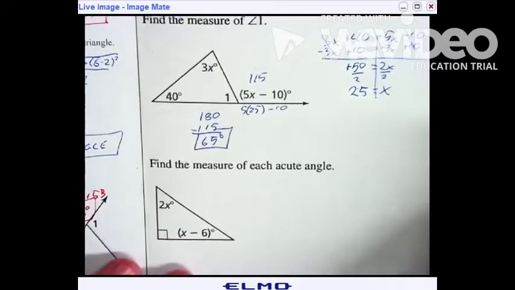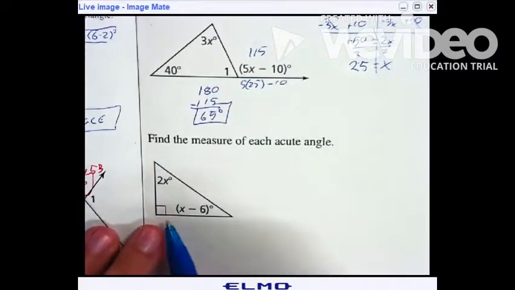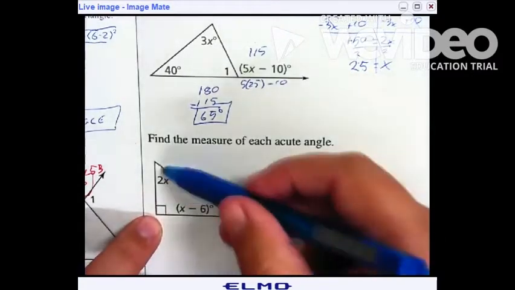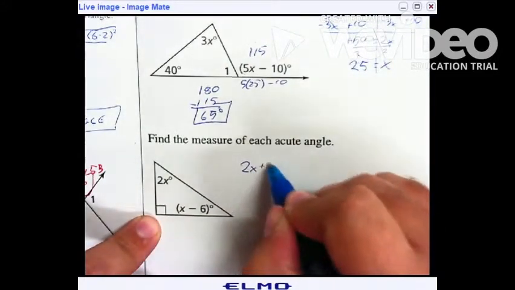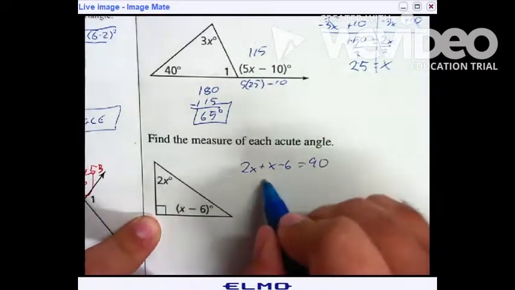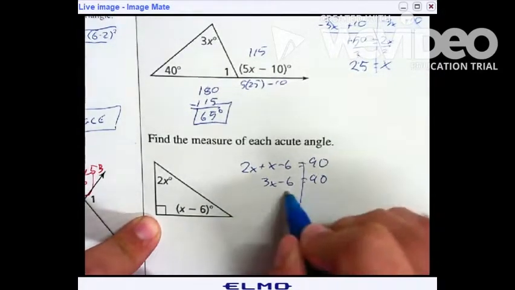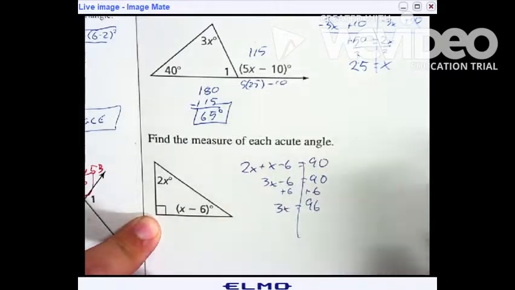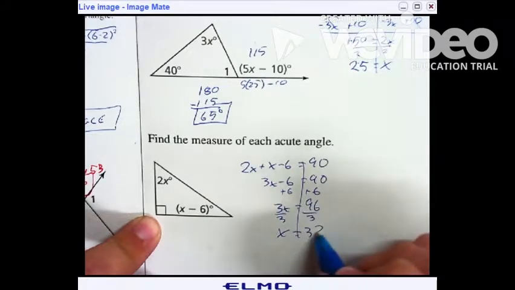All right. Let's take a look at these next ones. Find the measure of both of these angles. Well, that's annoying, but that's okay. Now, I could add these together, plus 90 equals 180, but I already know that's a 90 degree angle, so these two are complementary. They add up to 90. So 2x plus x minus 6 is going to equal 90. Combine like terms, I have 3x minus 6 equals 90. Add that 6 to both sides. 3x equals 96. Divide by 3, and x equals 32.